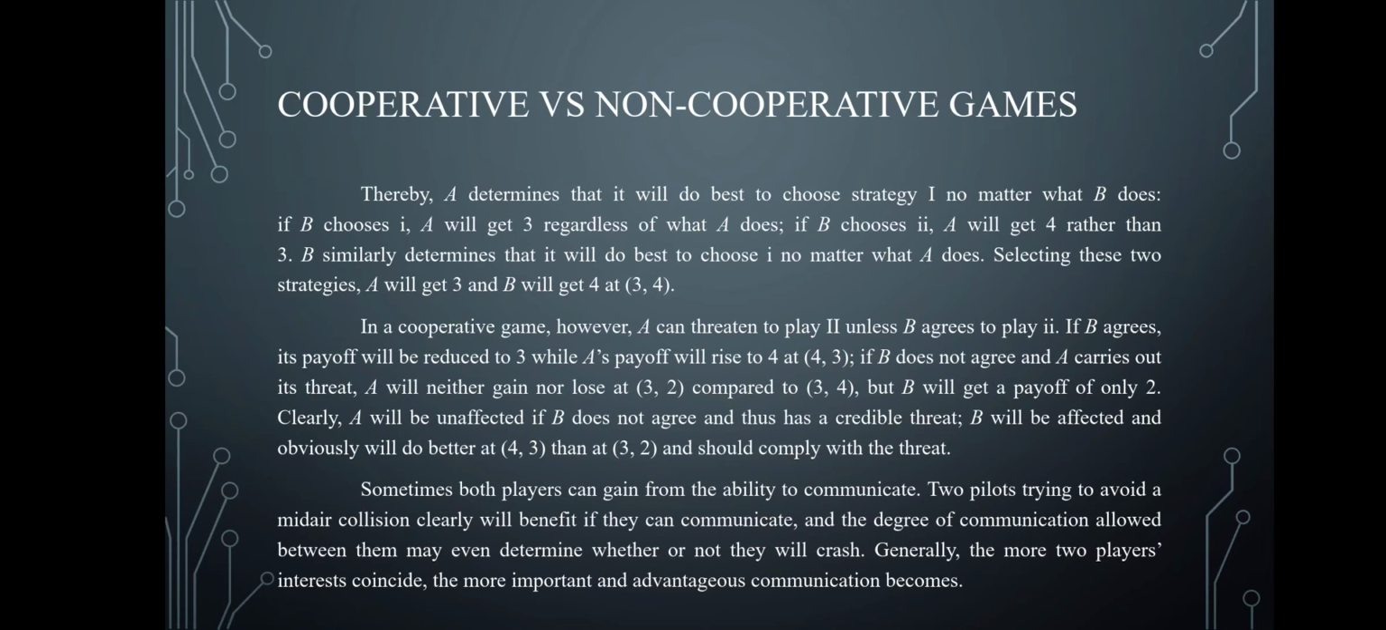In a cooperative game, however, A can threaten to play 2 unless B agrees to play 1. If B agrees, B's payoff will be reduced to 3 while A's payoff will rise to 4, at 4, 3. If B doesn't agree and A carries out the threat, A will neither gain nor lose, at 3, 2 compared to 3, 4. So this is our cooperative game.